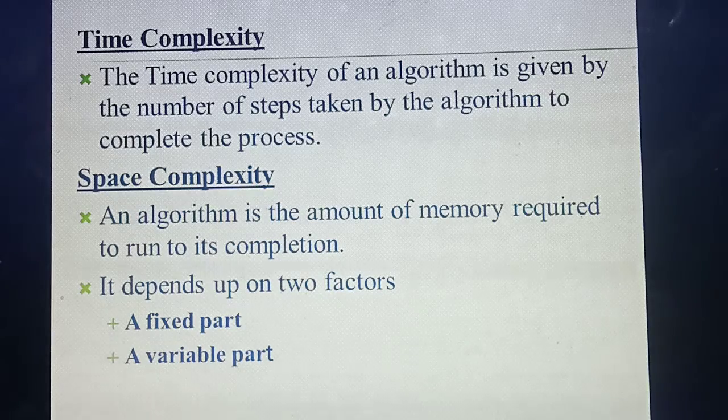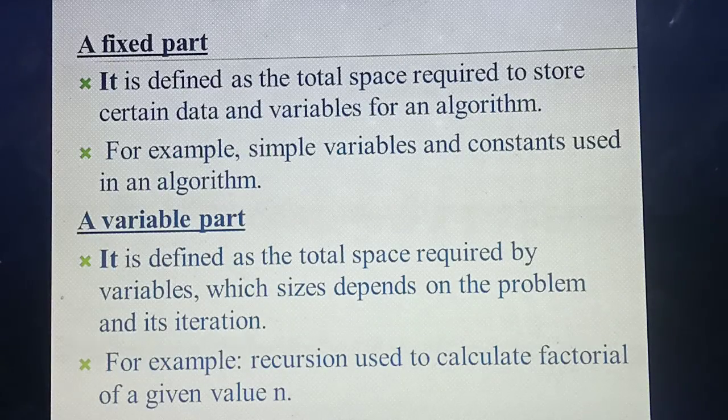Okay, space complexity is determined by how many factors? Two factors. What are the things? Fixed part as well as variable part. First one is the fixed part. Fixed part is nothing but how much total space is required to store the particular data and variables. For example, take the same example of adding two numbers. How many variables are there totally? A, B and C.